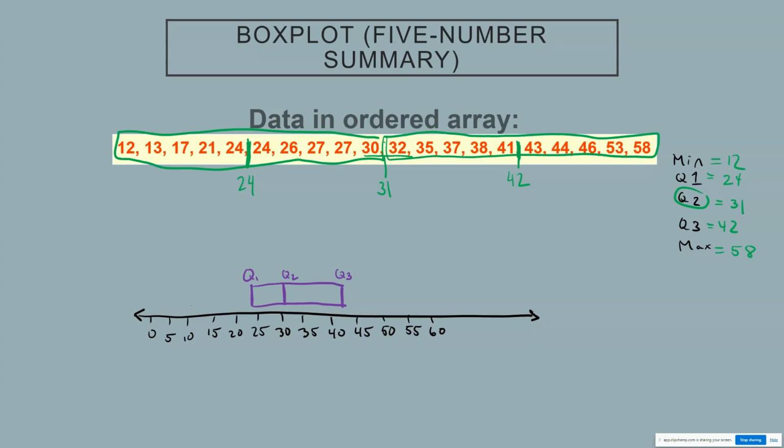And then the minimum value is 12 down here. And I'm going to actually draw a horizontal line out from the middle like this. I'm not going to connect it with another box. Then the max is 58, which is way out here. And I'm going to do the same thing by drawing a horizontal line out to that vertical line. So here's the min, and here's the max of the data set.